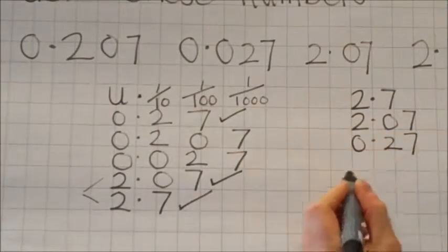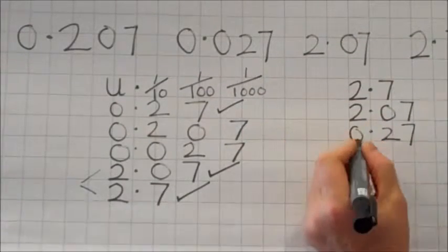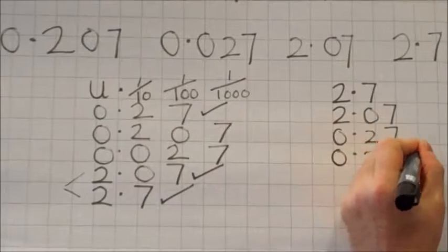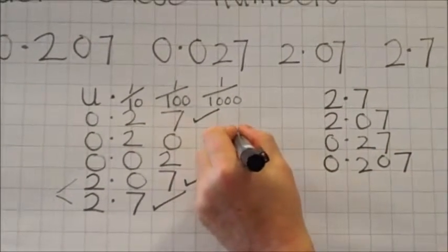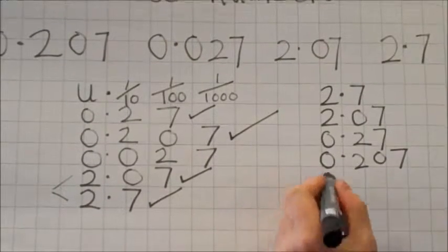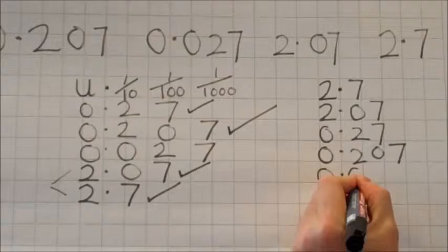0.27. And I know this one's the next because that's the one that I've just compared. 0.207. I'll tick that one off so I know I've dealt with it. And the lowest one, the smallest value, must be that one. And let's have a look. 0.027.